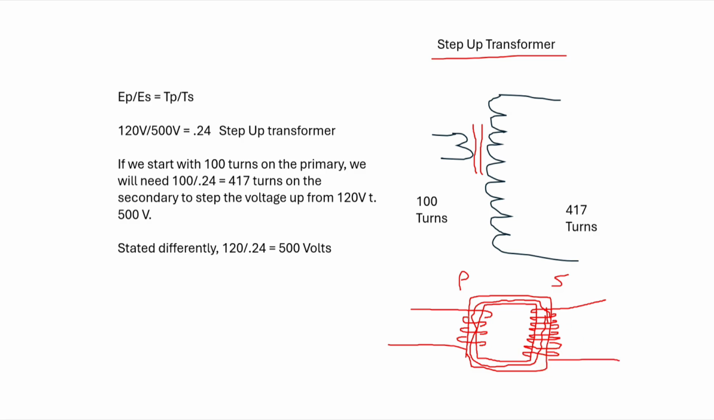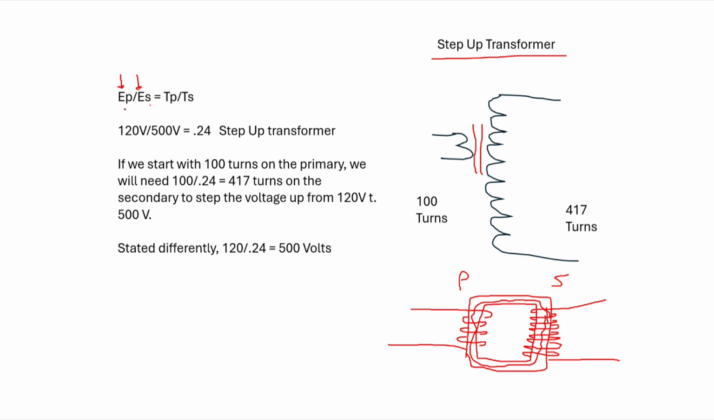If we were stepping the voltage down, we'd need fewer windings over here than over here. But we're going to focus on a step-up transformer. So right here, E stands for electromotive force. We sometimes use V for voltage or E for voltage. P stands for primary. S stands for secondary.